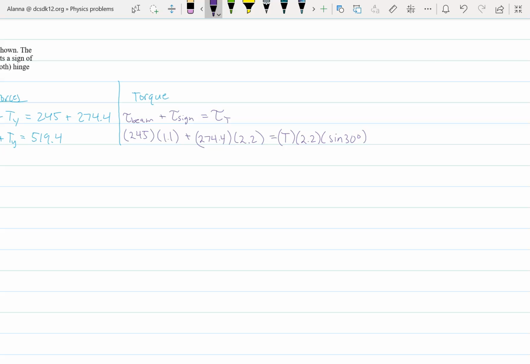So now we just have to solve this expression for t, and we can easily use that to figure out our other information. So if we do 245 times 1.1 plus 274.4 times 2.2, we get 873.18, and that'll equal 1.1 t. Then we solve for t, and we get 793.8 newtons. So we've found the tension in the cable.